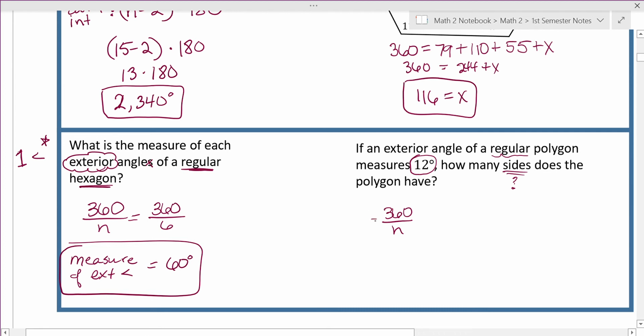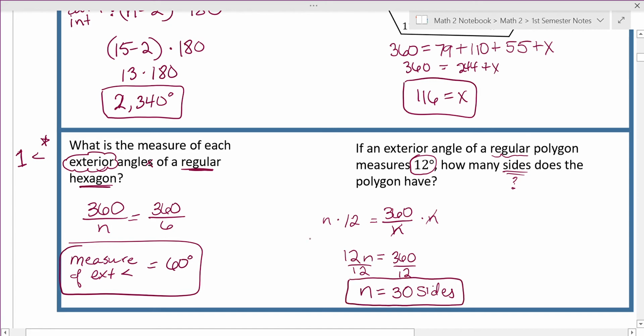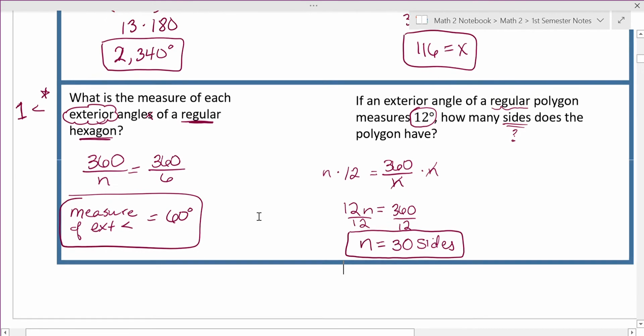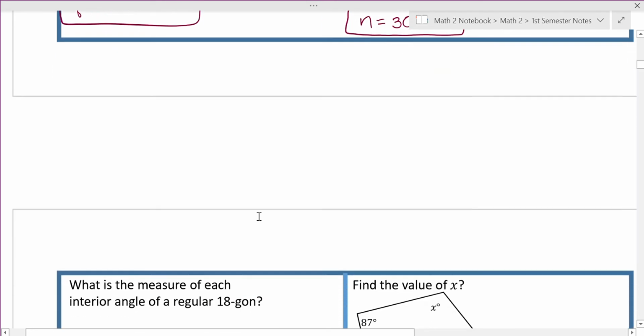But in this case, we know that the exterior angle equals 12. So that means we have 12 equals 360 divided by n. Okay, we need to get the n out of the fraction, so we're going to multiply both sides by n. That's going to give us 360 on this side because the n's cancel out. And then we have 12n on the other side. And then we can divide by 12. So we get that n equals 30. So there are 30 sides on this polygon. A 30-sided regular polygon would have a 12-degree exterior angle.